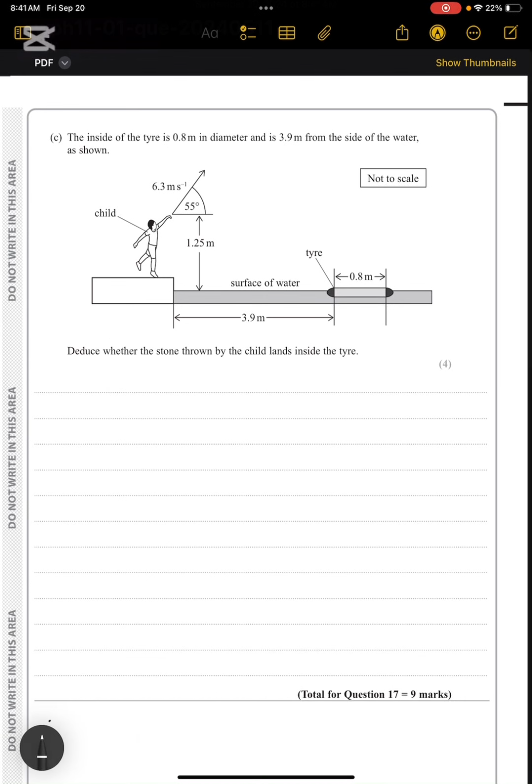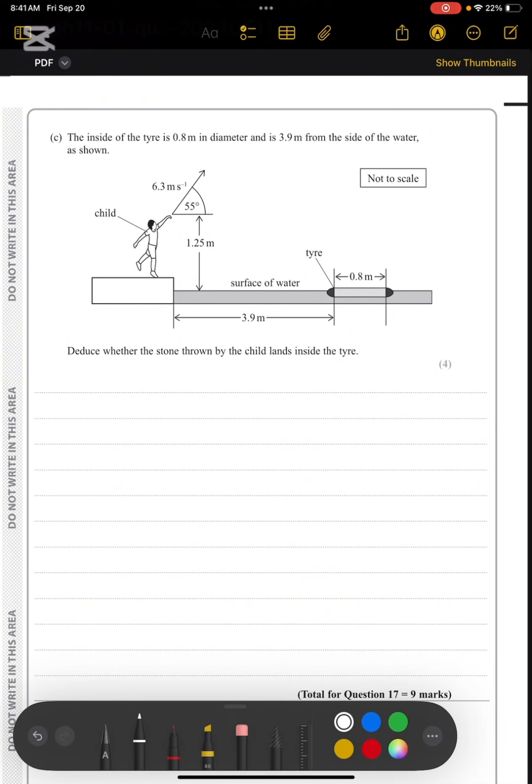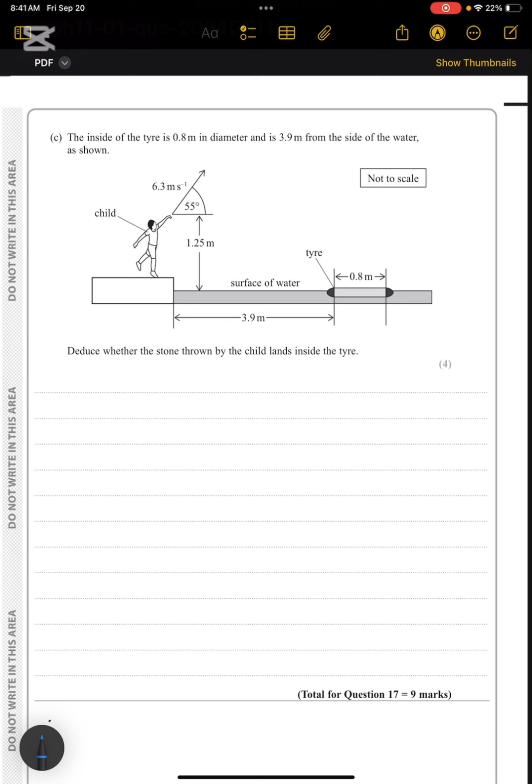So to find the horizontal displacement, we all know velocity is equal to displacement divided by time. So here we have to find the horizontal displacement.